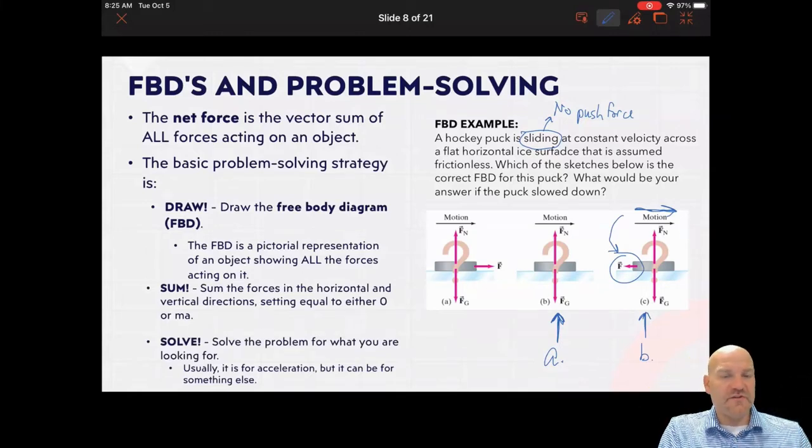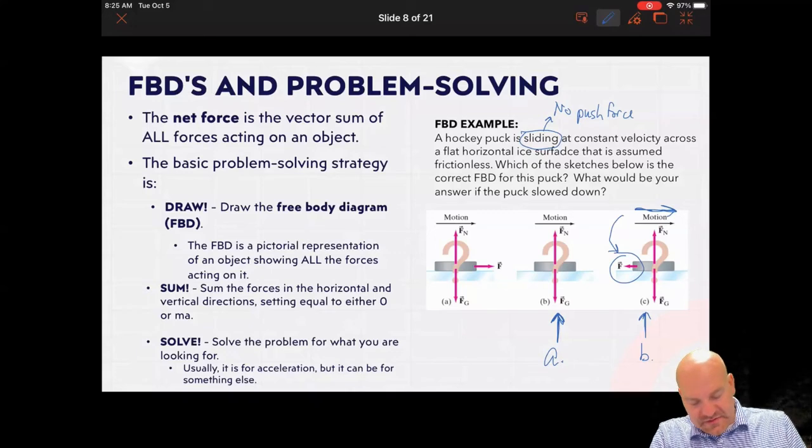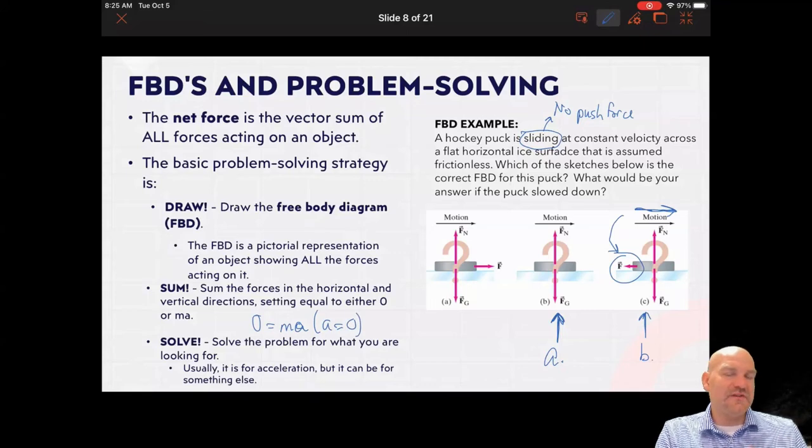Sum means to actually do that vector sum in the horizontal and vertical directions, and you're going to set it equal to either 0 or m times a, right? 0 is m times a where your acceleration is equal to 0. So technically you are setting it equal to m times a, even if it is equal to 0. And then you're going to solve for what you're looking for.